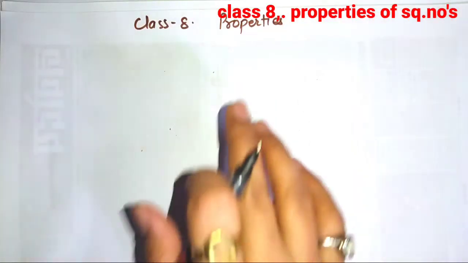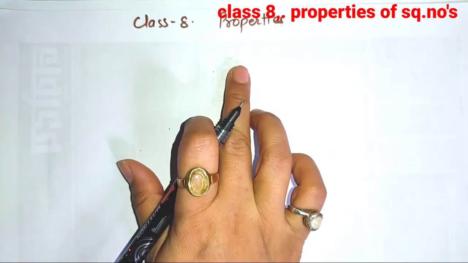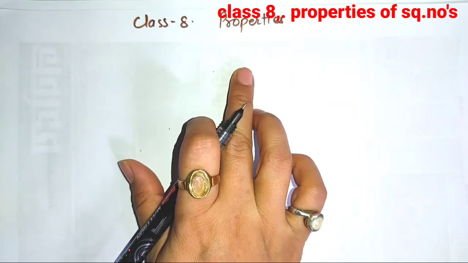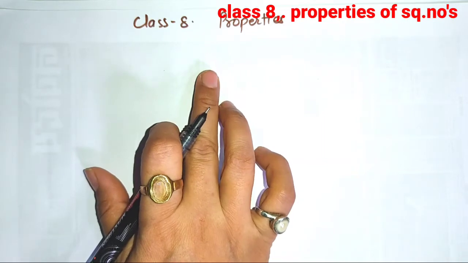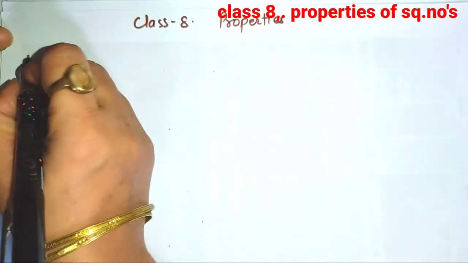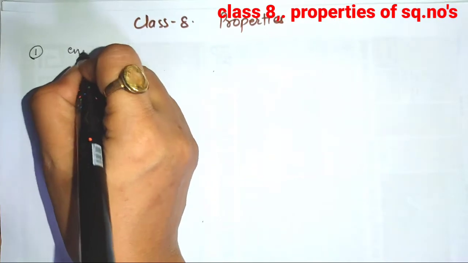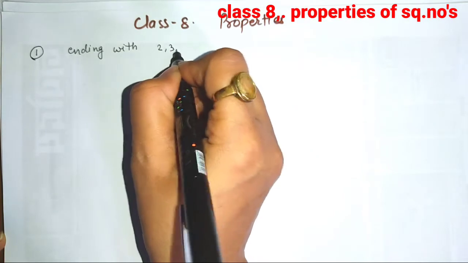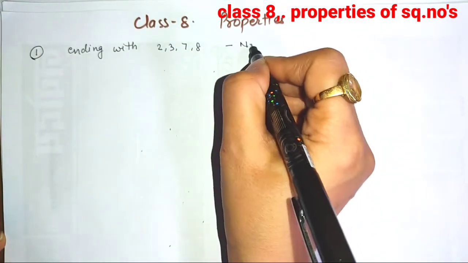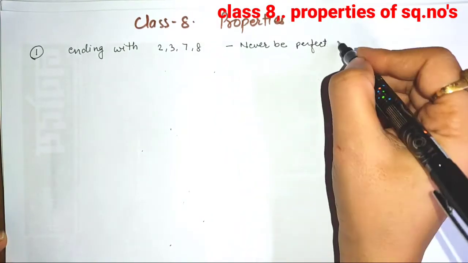Students, some of the properties of square and square root I have already explained in my previous video, and now I am going to explain the rest of them. So now first of all, let us sum up all these properties. The first property is: a natural number ending with 2, 3, 7, 8 can never be a perfect square. This is the one property I explained.